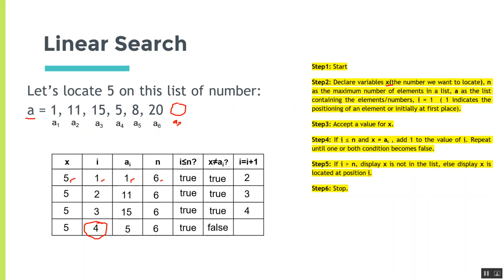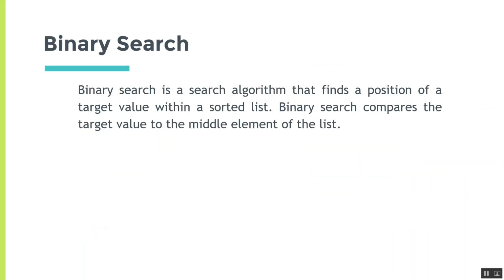So let's move on to other searching algorithms. We have the binary search. Binary search is a search algorithm that finds the position of a target value within a sorted list. Binary search compares the target value to the middle element of the list.